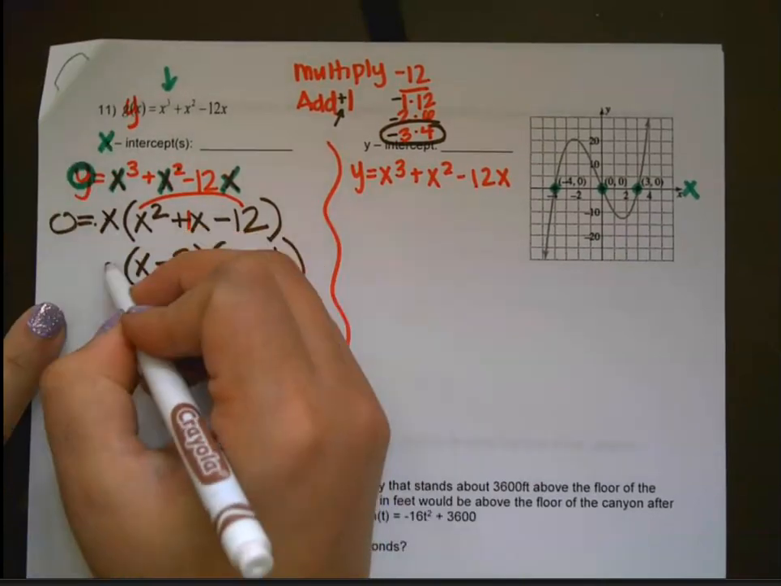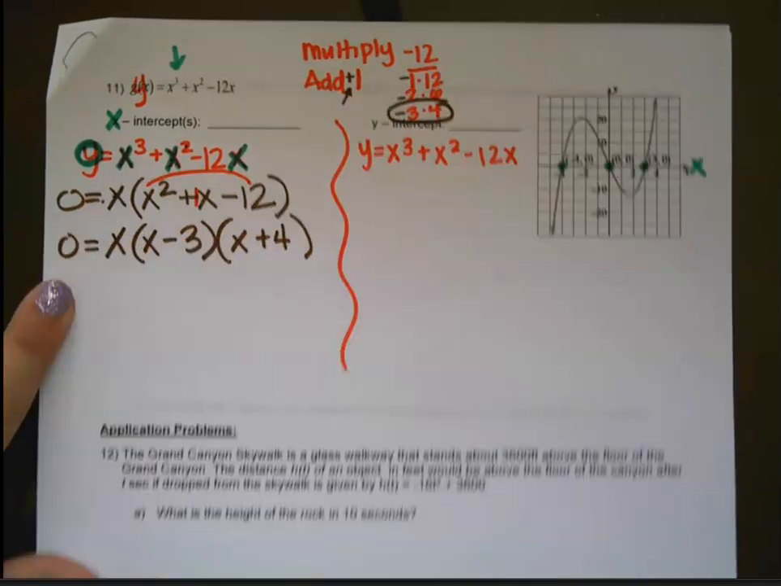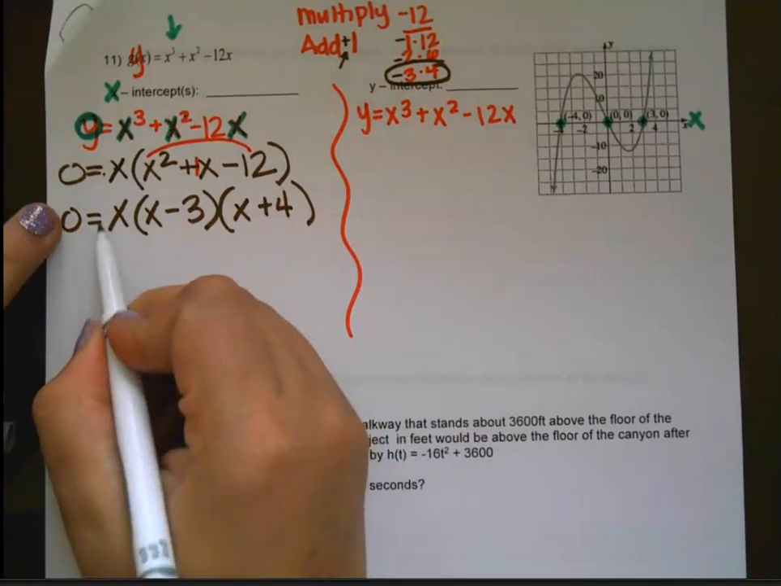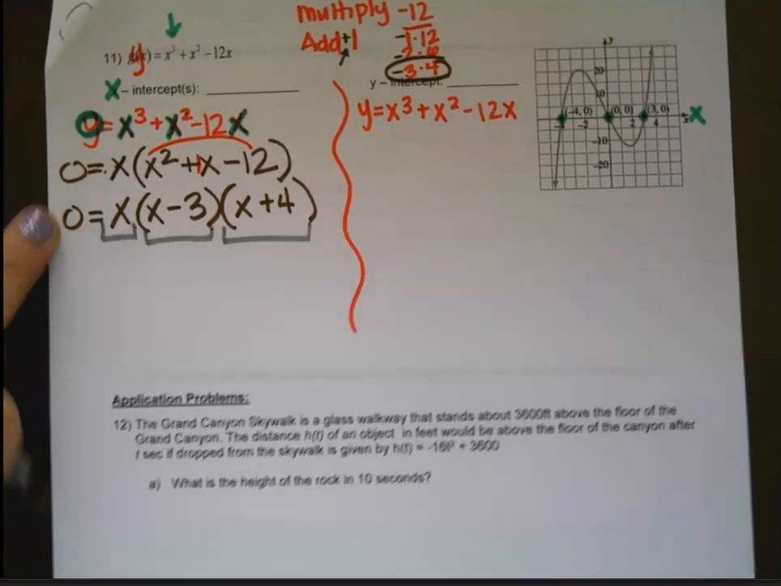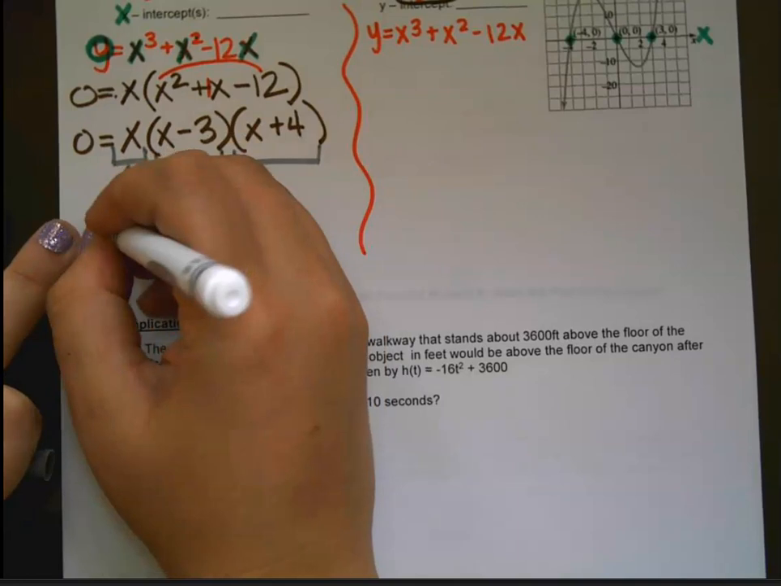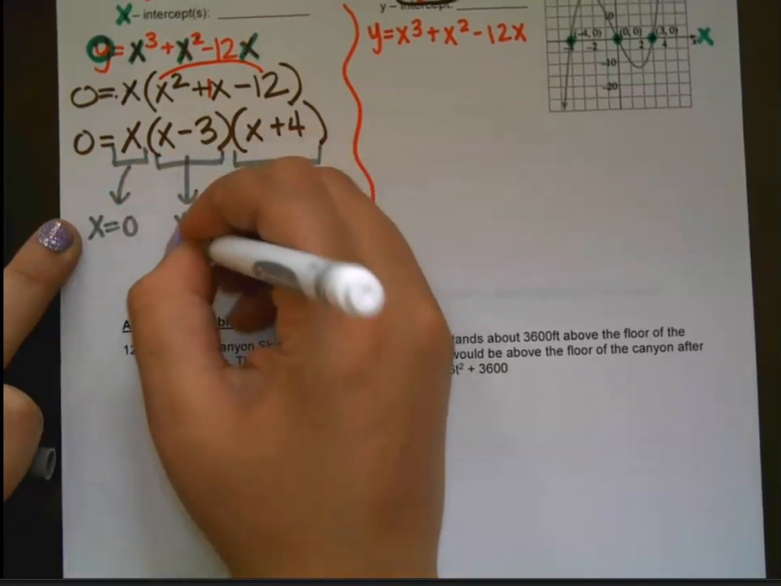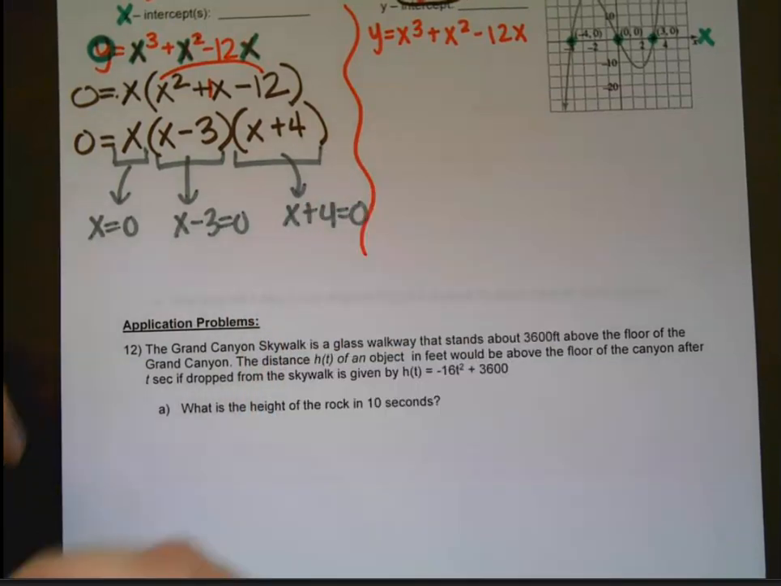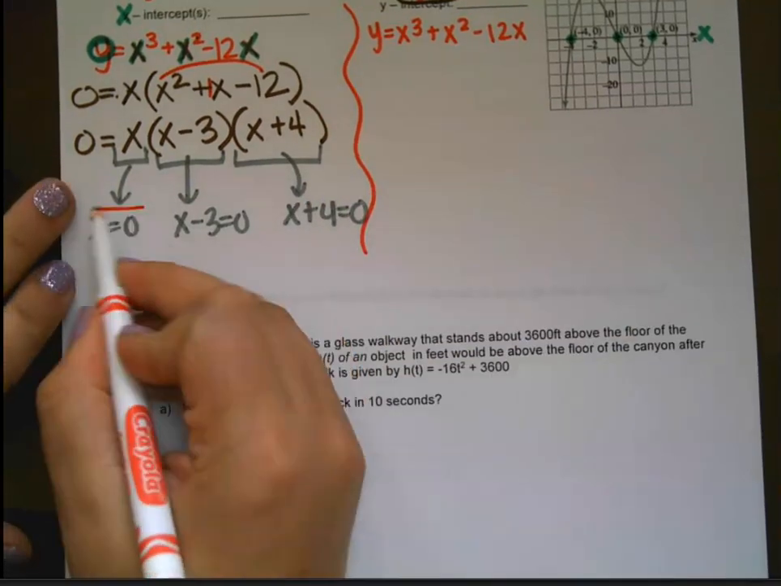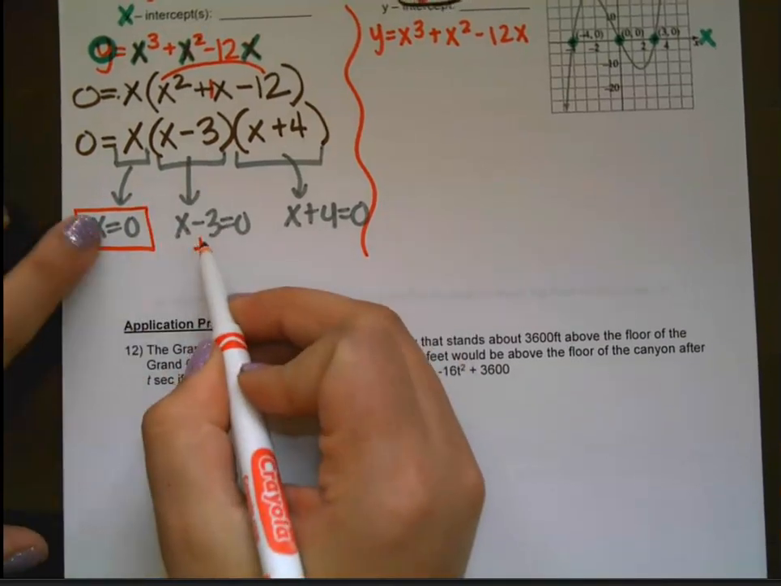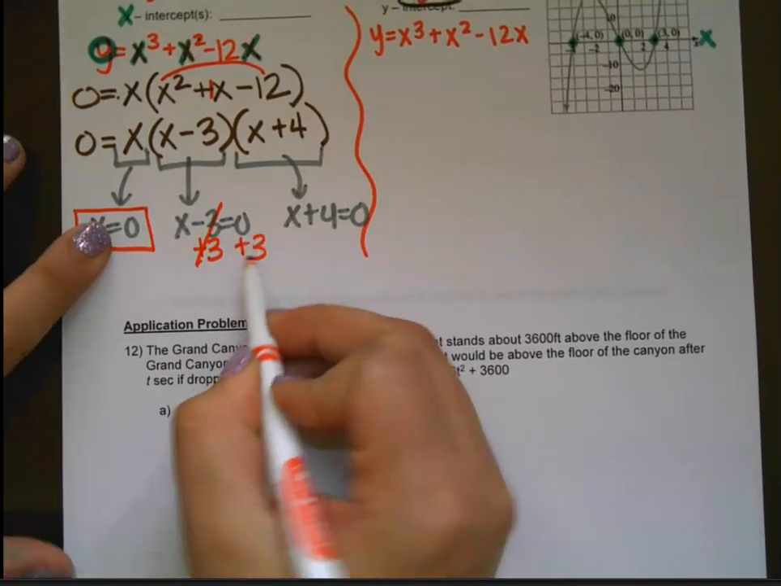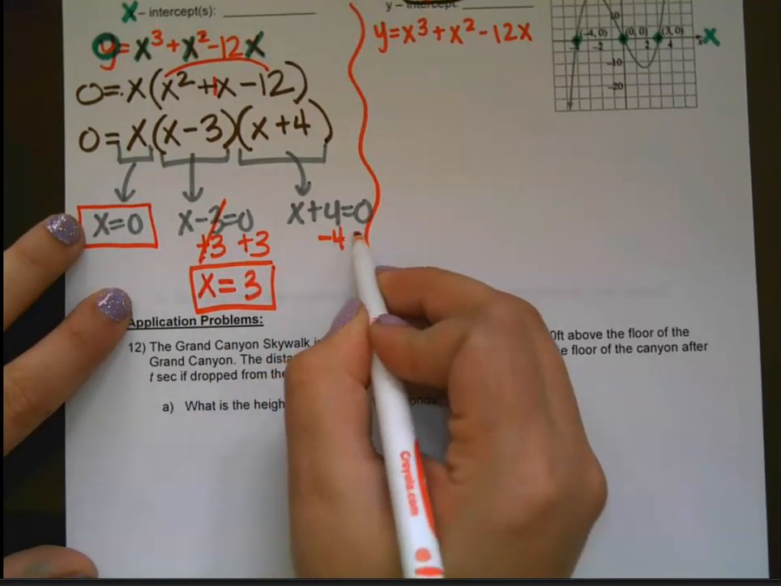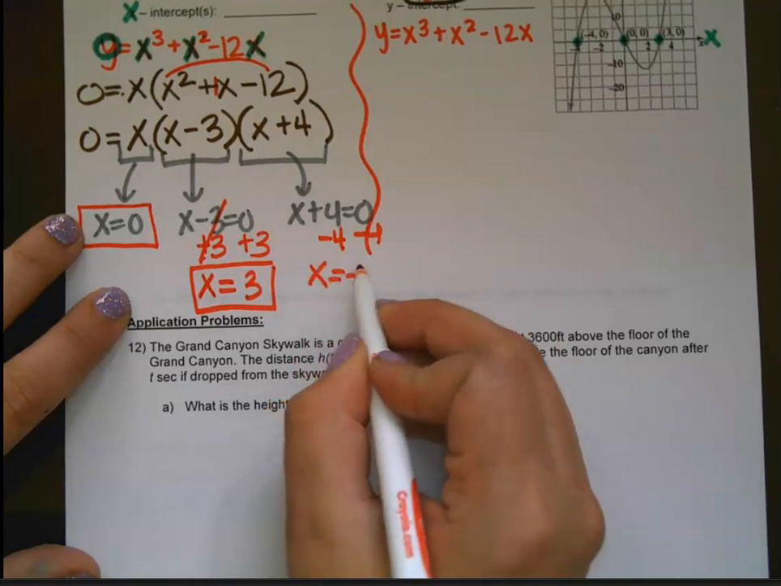And then I'm going to bring down this x and the equals and the 0. And the highest exponent was 3. And notice we have 3 factors. So we're going to set them each equal to 0. And then we're going to solve each of these equations. So this one's already done. So we get x equals 0, we get x equals 3, and we get x equals -4.